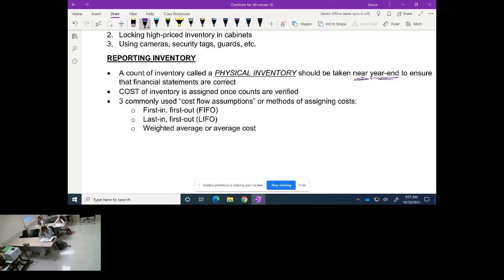And costs of inventory are assigned once you've got the counts, then you're going to cost it out. And we've got those 3 methods that we're going to learn for costing this inventory out.